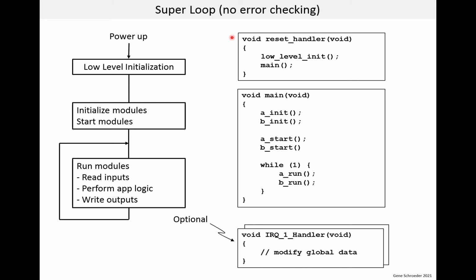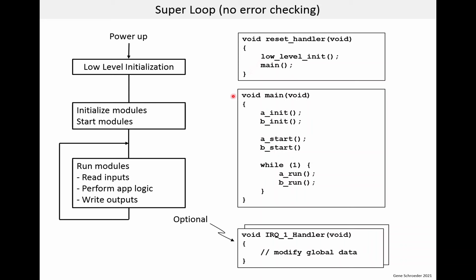On the right side, we see what the code might look like. Each of these boxes might be a different source file, although that really isn't important. The first box represents the reset handler that gets called at PowerUp. I show this as being C code, even though the reset handler we looked at in a previous lesson was written in assembly code. Anyhow, it does some low-level initialization and then calls main.